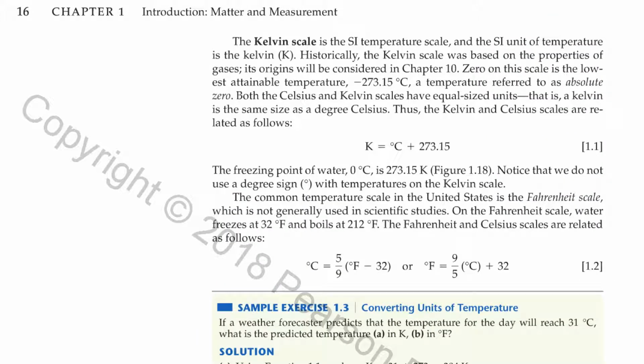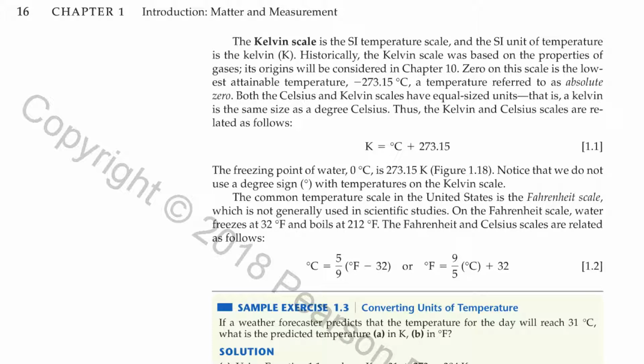The Kelvin scale is the SI unit temperature scale, and the SI unit of temperature is the Kelvin. Historically, the Kelvin scale was based on the properties of gases. Its origins will be considered in Chapter 10. 0 on this scale is the lowest attainable temperature, negative 273.15 degrees Celsius, a temperature referred to as absolute zero.